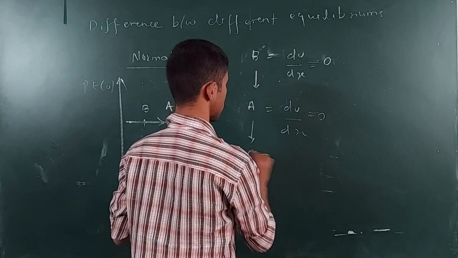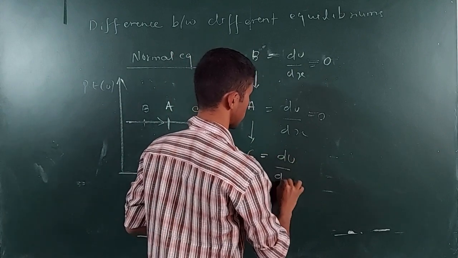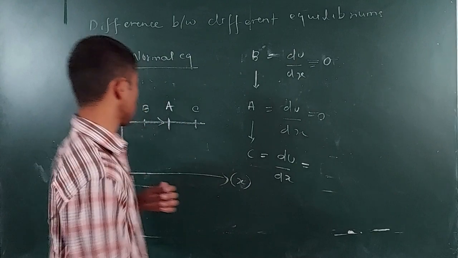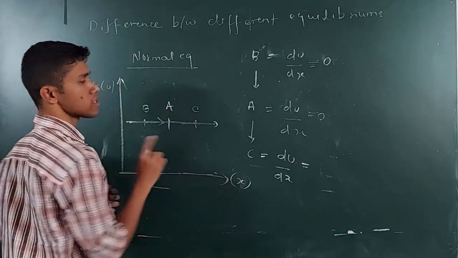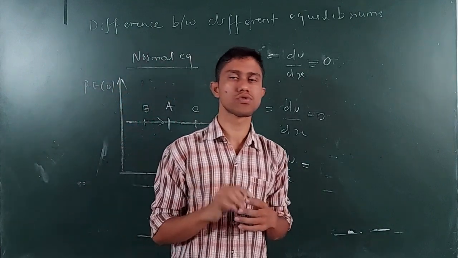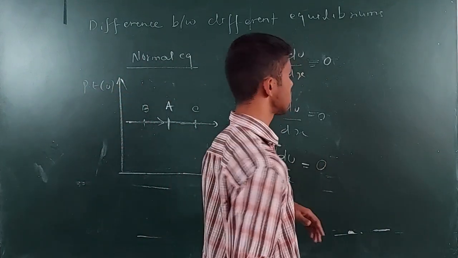Now I want to find du by dx, that is the slope at point C. So I will draw again a tangent, and this tangent will be parallel to the x-axis, so theta will be 0. Tan 0 is 0, so the slope is 0. So du by dx is 0.